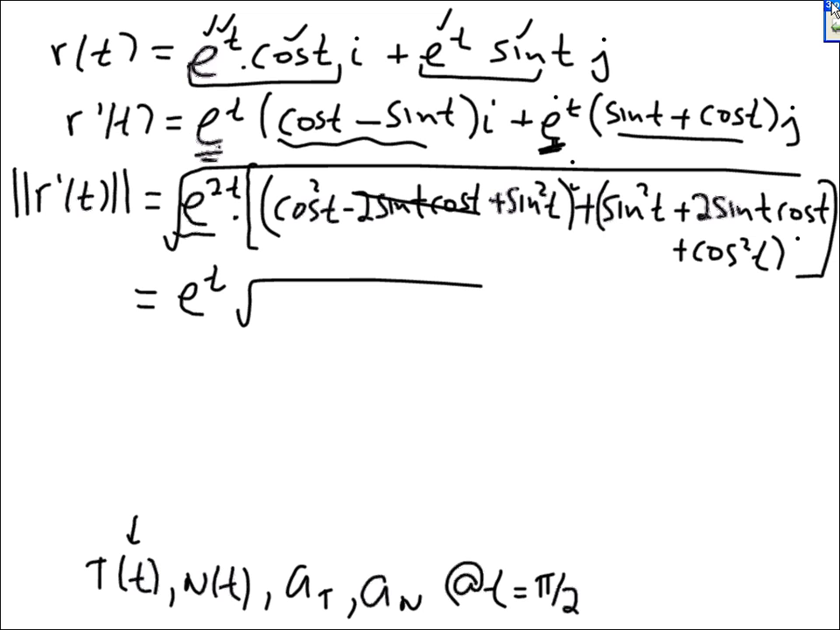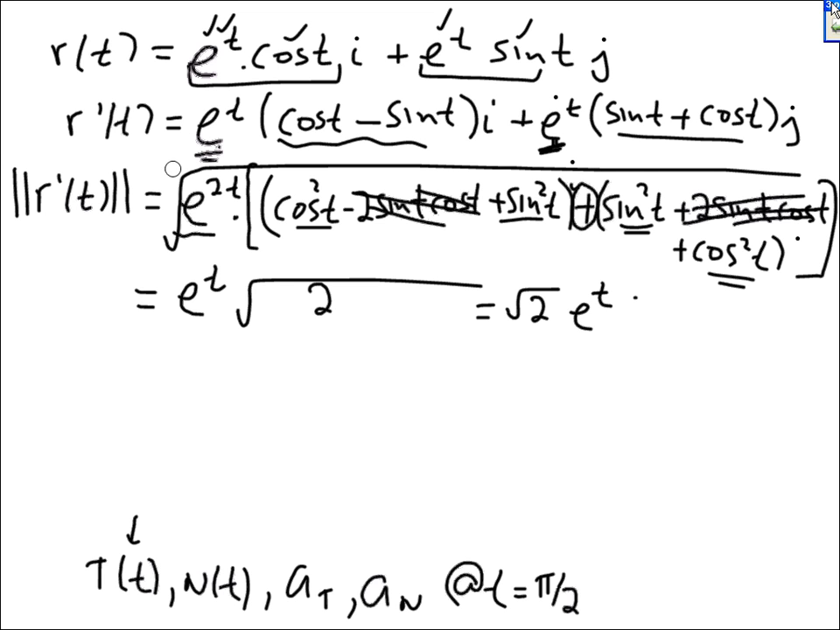What is the square root of the second factor? If you take away 2 sine t cosine t and then add it back, that's 0. What remains in the first bracket is 1, since cosine squared plus sine squared is 1. What remains in the second bracket is sine squared plus cosine squared t, which is 1. Add them and we get the square root of 2. That is, the length is the square root of 2 times e to the t.